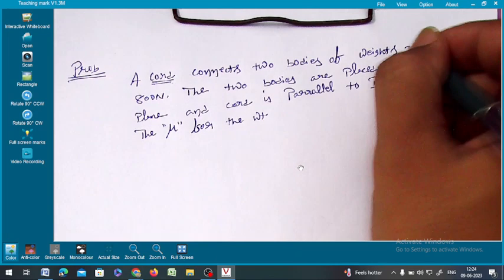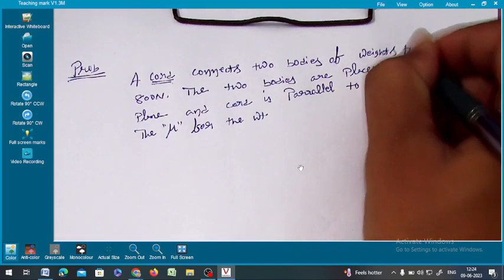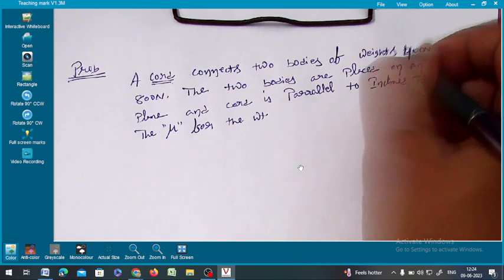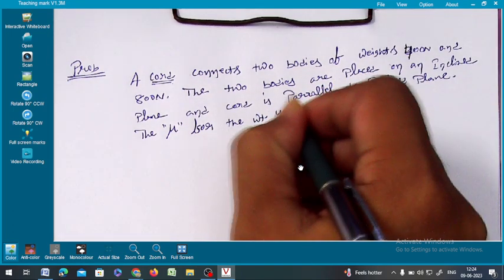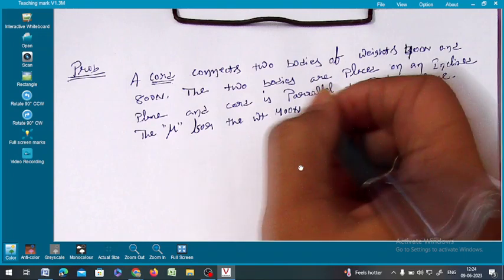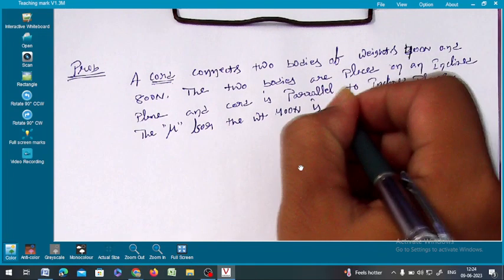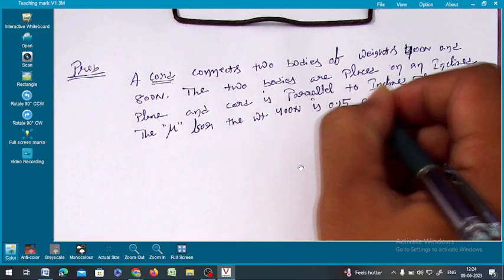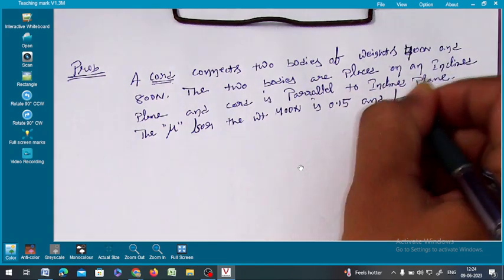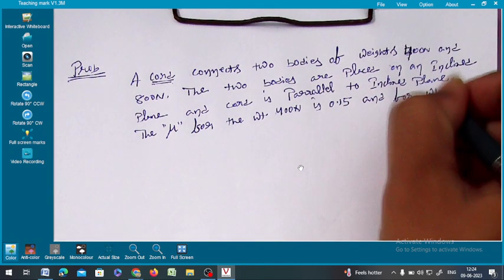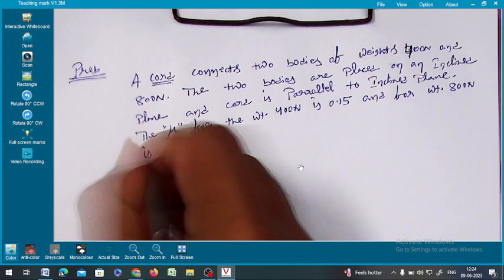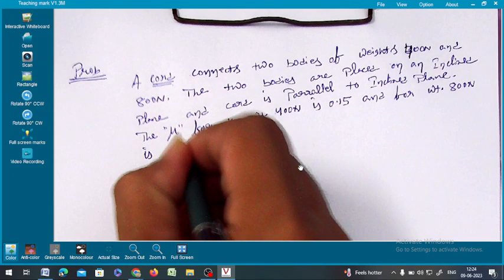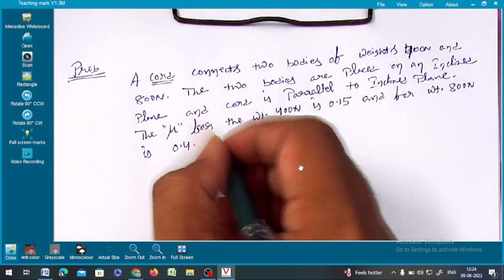We'll do one thing, instead of 300 you please take 400. Please correct it. The mu for weight 400 Newton is 0.15, and for weight 800 Newton is 0.4.